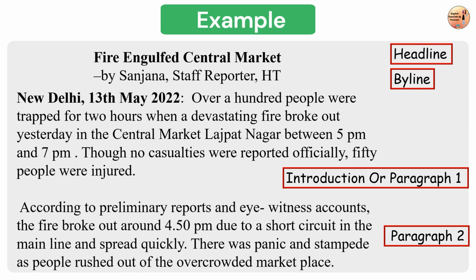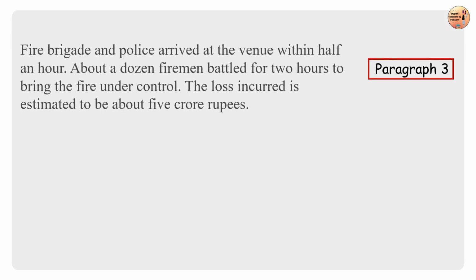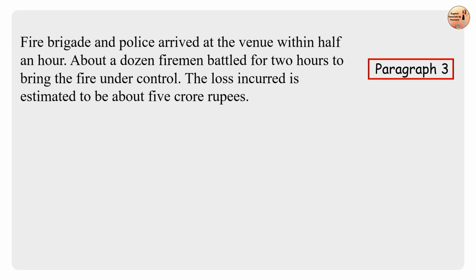According to preliminary reports and eyewitness accounts, the fire broke out around 4:50 p.m. due to a short circuit in the main line and spread quickly. There was a panic and stampede as people rushed out of the overcrowded marketplace. Fire brigade and police arrived at the venue within half an hour. About a dozen firemen battled for 2 hours to bring the fire under control. The loss incurred is estimated to be about 5 crore rupees.